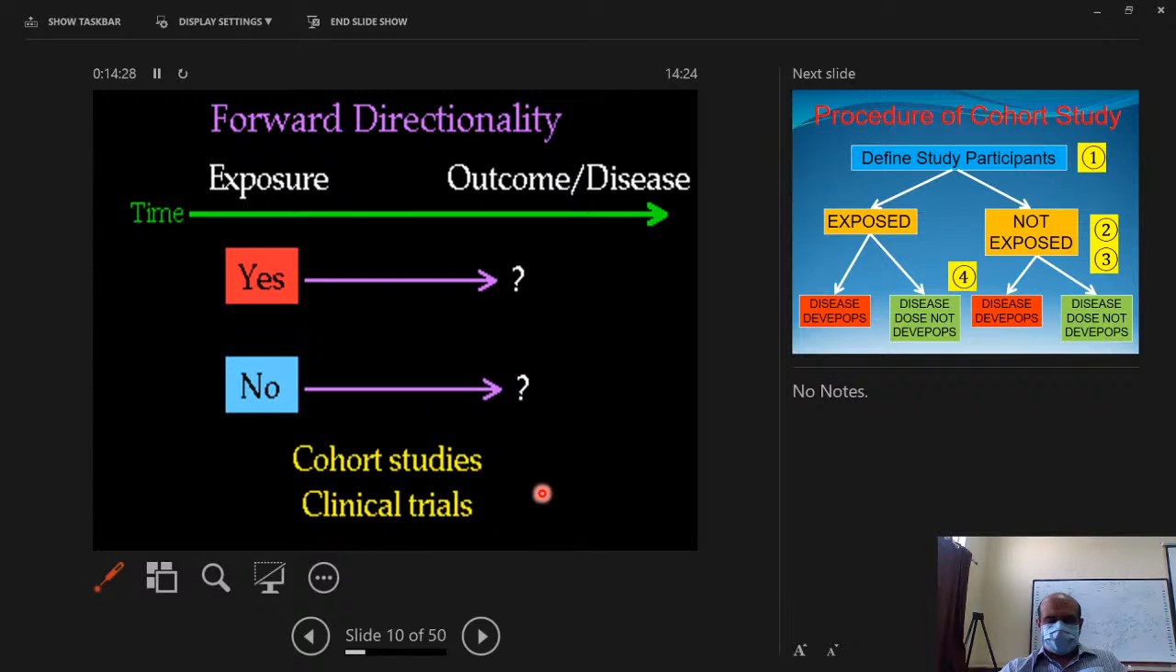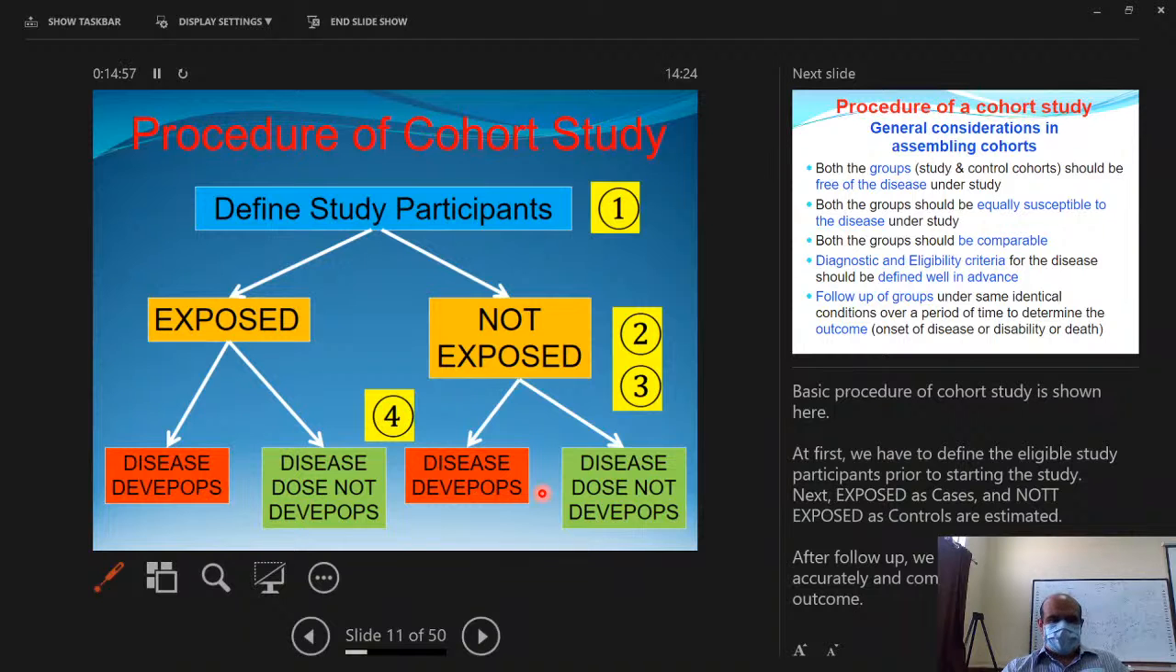As I said yesterday also, it is a similar plan to a randomized control trial. But in a randomized control trial, what do we do? We do randomization, where the investigator does randomization and introduces the exposure. Here we do not introduce exposure, we just follow them up and just record whether the exposure developed or not. Now procedure of cohort study, again probably the same flow chart.